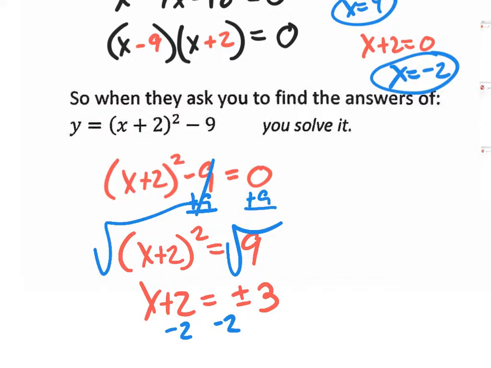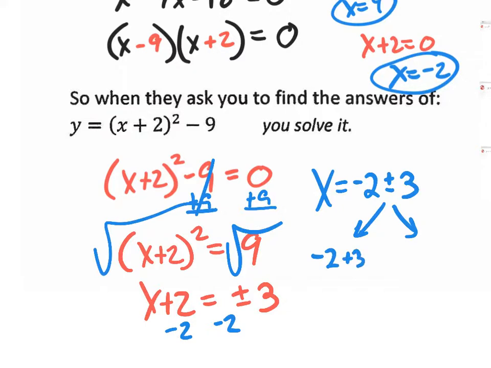And you actually have to rewrite it. X equals negative 2 plus or minus 3. That way you get two answers. You get the negative 2 plus 3, and you also get the negative 2 minus 3. So negative 2 plus 3, that's 1. And negative 2 minus 3, it's negative 5. And those are your two solutions for this quadratic equation that was in vertex form.